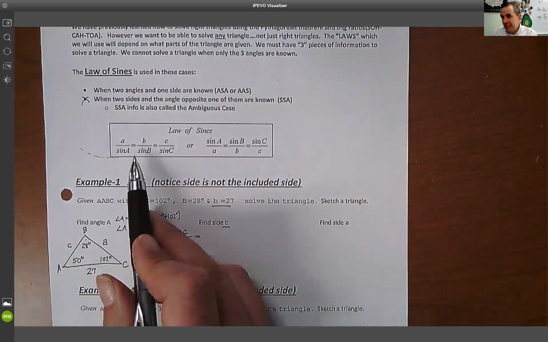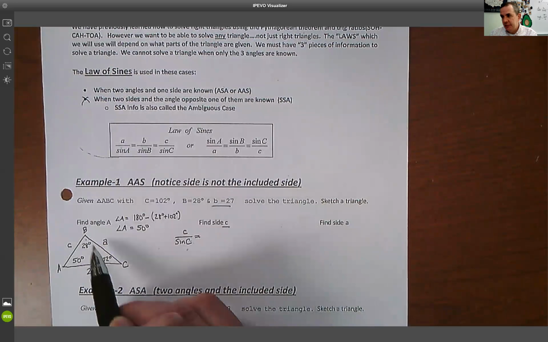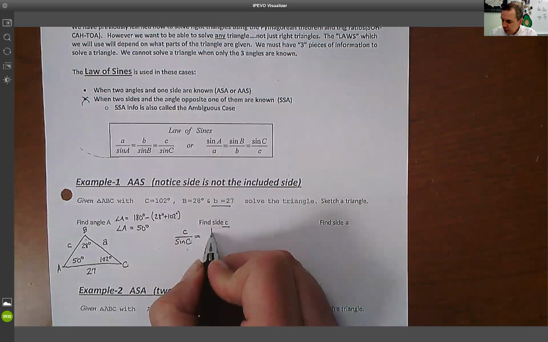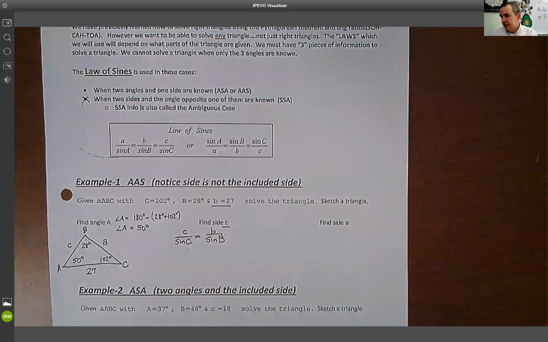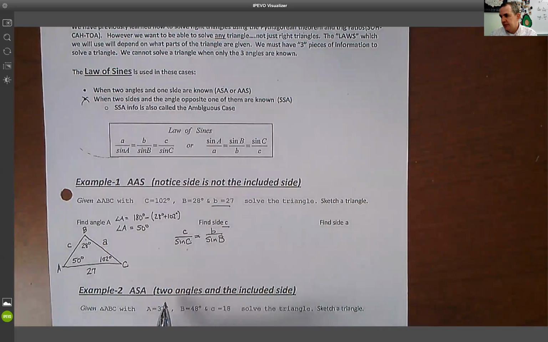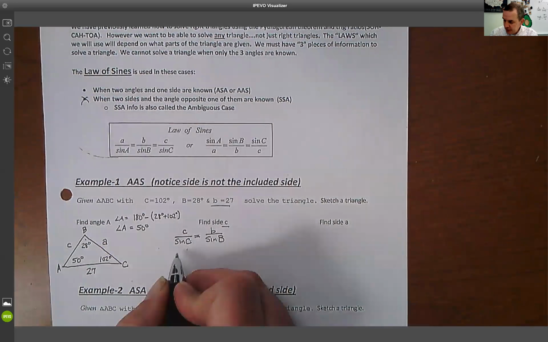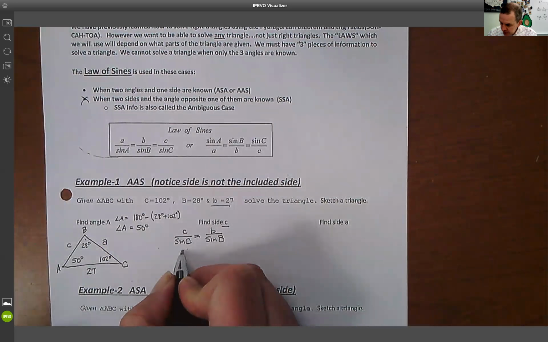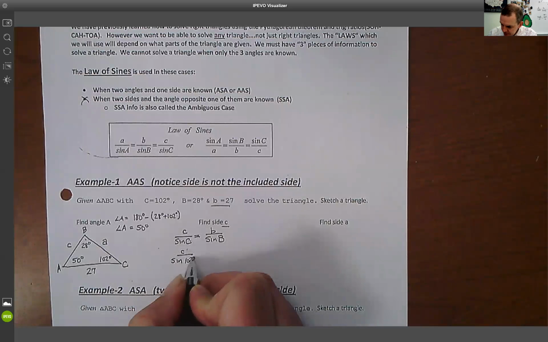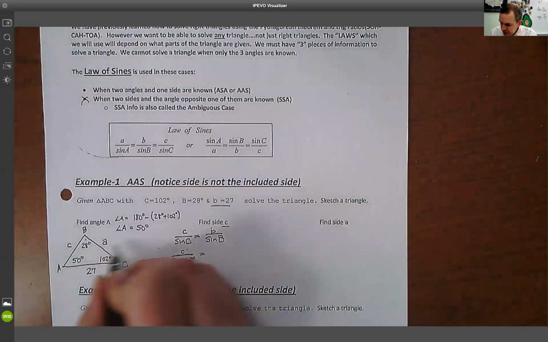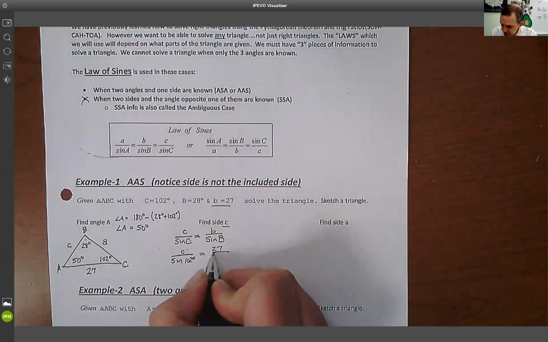But if I look at B, I'm given the measure of side B, I'm given the measure of angle B. So I'm going to use this part of the law of sines, that C over sine C equals B over sine B. And then I'm going to fill in the blanks. I don't know what C is, but I know that angle C is 102 degrees. I know that B is 27, and I know that the measure of angle B is 28.